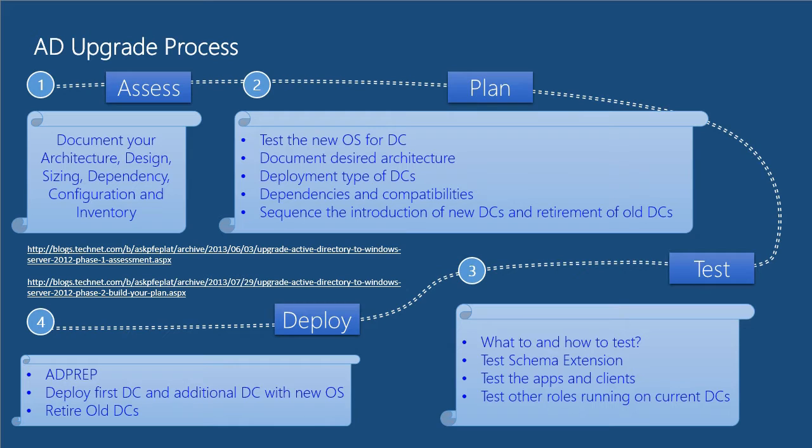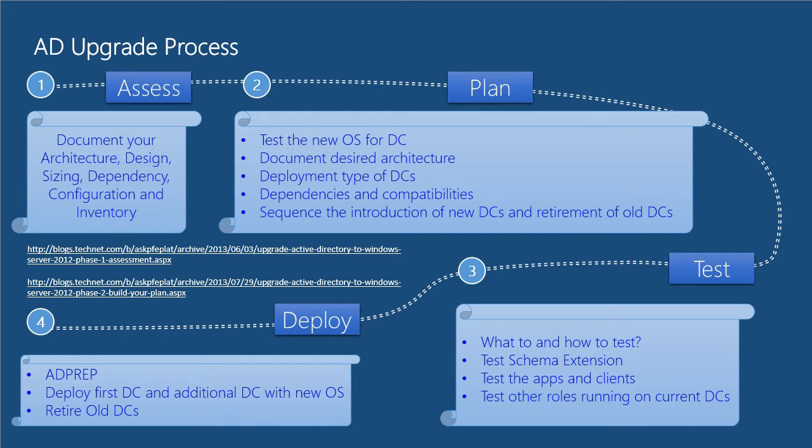Next comes planning your upgrade. Now think about where you're going and what you have to do to get there. So you need to use your assessment data to drive the plans. Specifically, you need to decide which version of Windows Server you are going to install on the new DCs, whether it's going to be Windows Server 2012 or Windows Server 2012 R2. So you need to determine whether you are ready for this new version of Windows, and you might have to check this by building a test environment, and then you need to document your desired architecture.